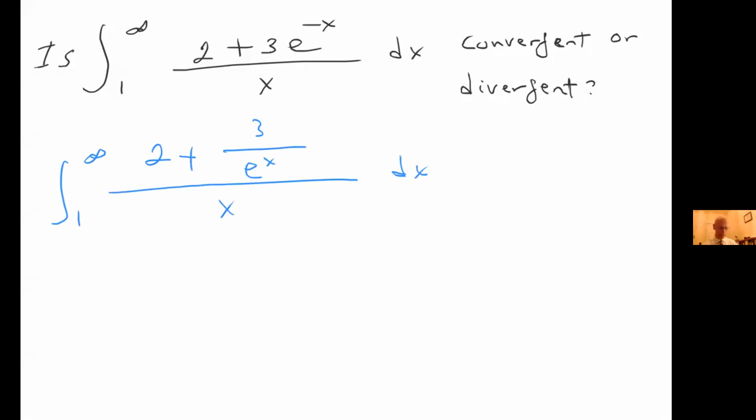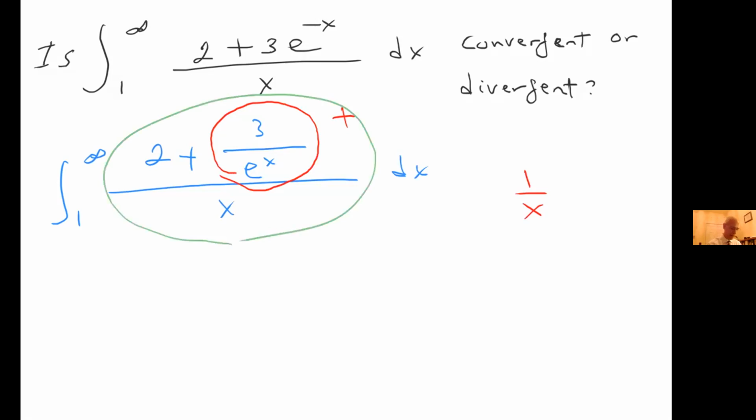So notice that this right here, for 1 to infinity, is always positive. So it is adding to the numerator. And I do have a 2 here, comparing it with 1 over x that is divergent. I know that this whole thing is even bigger than that. So I can claim that (2 plus 3e^(-x)) over x is greater than 1 over x. And we know that 1 over x from 1 to infinity is divergent.